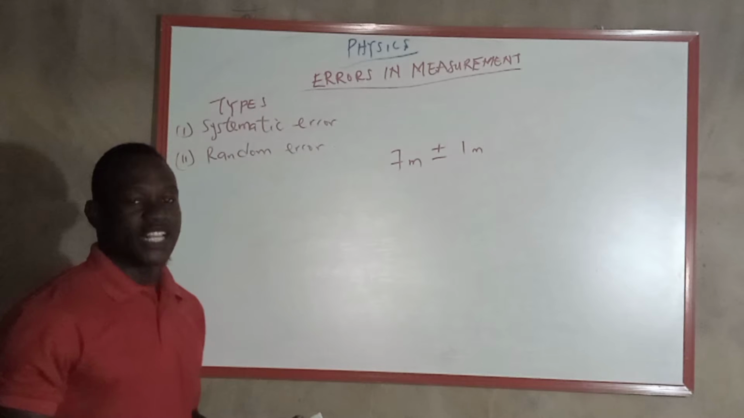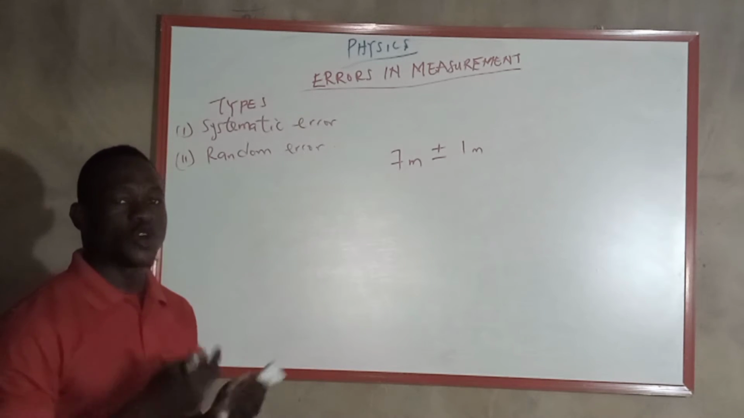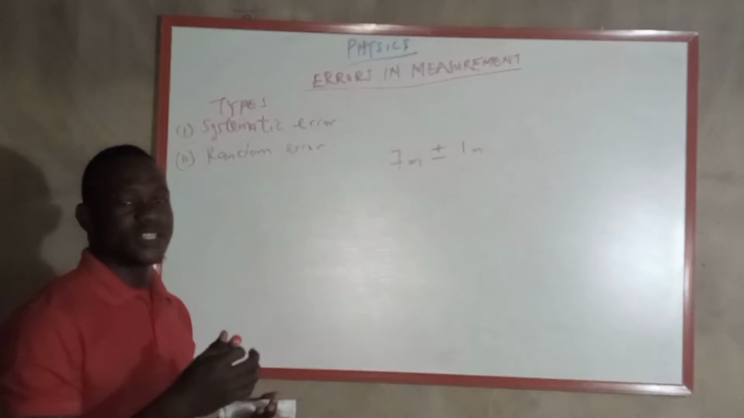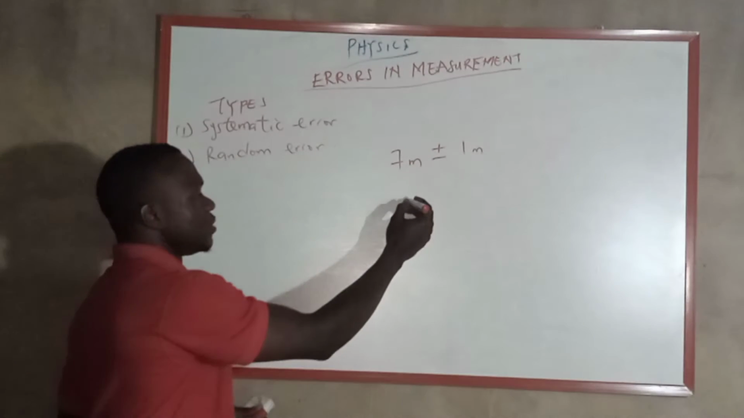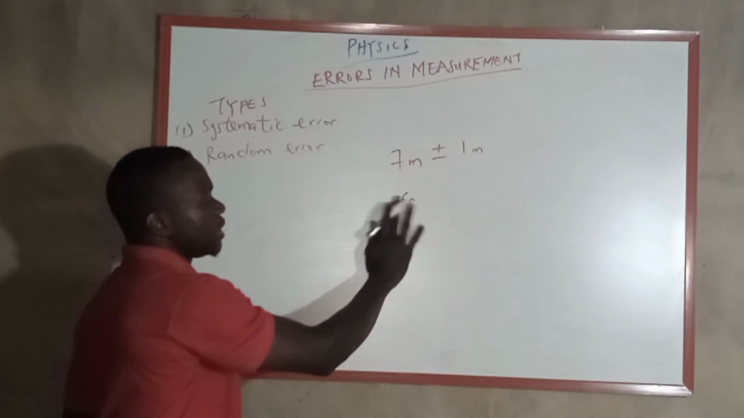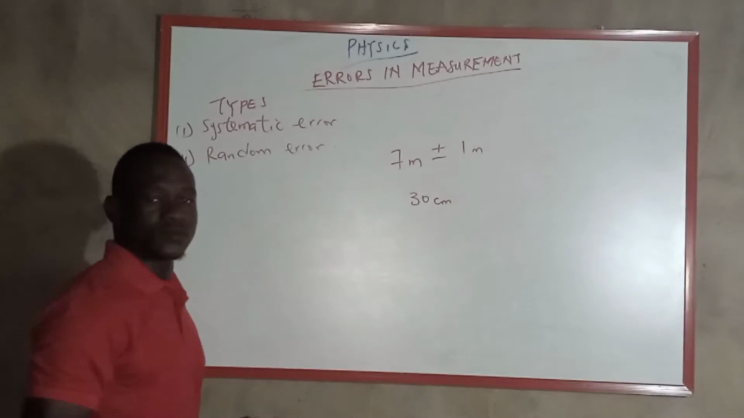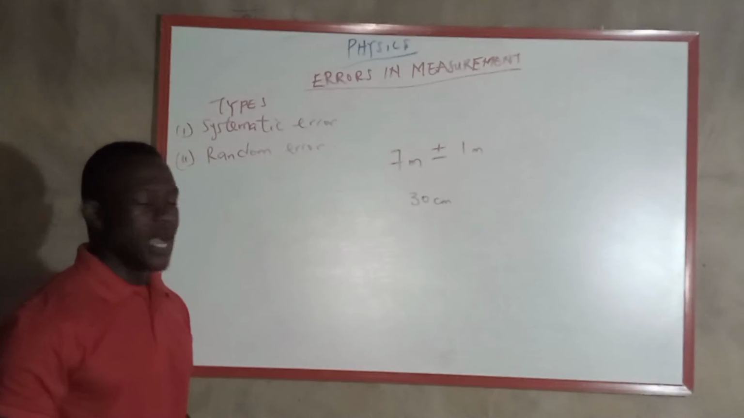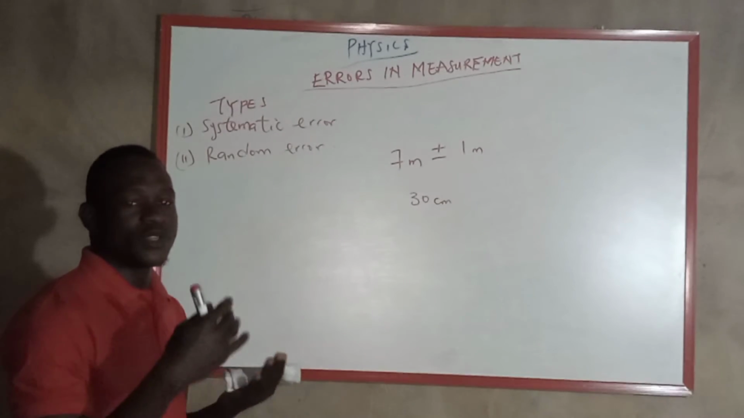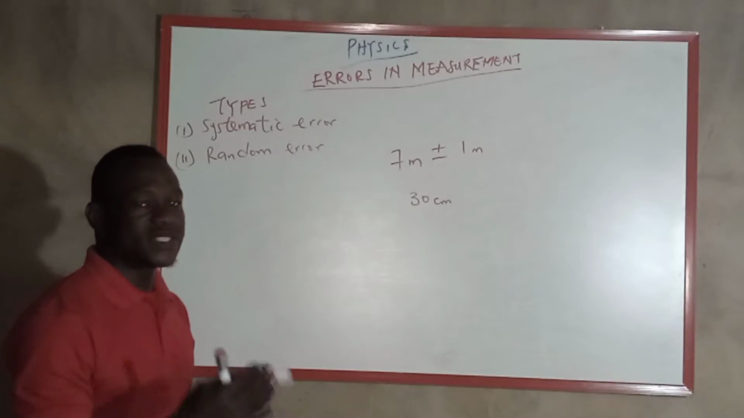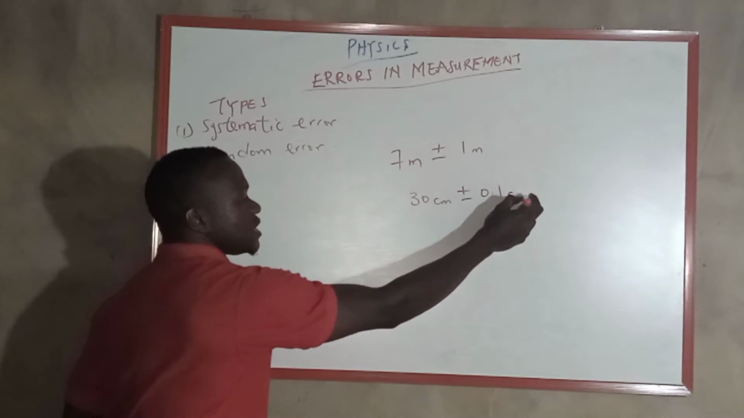Now, let's say you take an experiment with your burette, and your burette is calibrated in centimeters. Let's say the fluid in the burette got to a volume of 30 centimeters, and the burette is calibrated in 0.1 centimeter. So we have an error of plus or minus 0.1 centimeter.